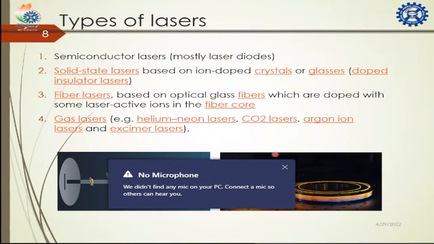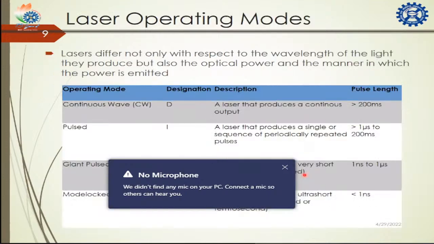So moving on, what are the different types of lasers? The lasers are classified mainly into four types: the semiconductor lasers, mostly laser diodes; solid-state lasers based on ion-doped crystals or glass; fiber lasers based on optical glass fibers, which are doped with active laser ions in the fiber core; and four, the gas lasers like helium neon lasers, CO2 lasers, argon ion lasers, and excimer lasers. These are the semiconductor lasers, and here in this image we can see the fiber lasers. So the question is how these lasers are operated.